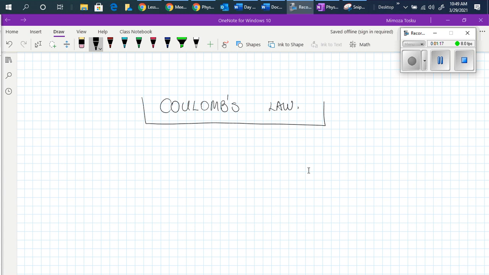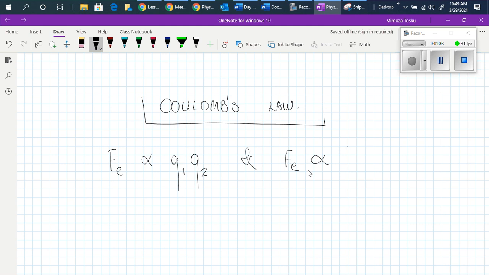Based on this, he figured out that the electrostatic force between the two charges is directly proportional to the product of the magnitudes of the two charges, and the electrostatic force is directly proportional to the inverse square of the distance between the two charges. Now, keep in mind, direct proportion in math doesn't mean equal, so you have to keep this in consideration.